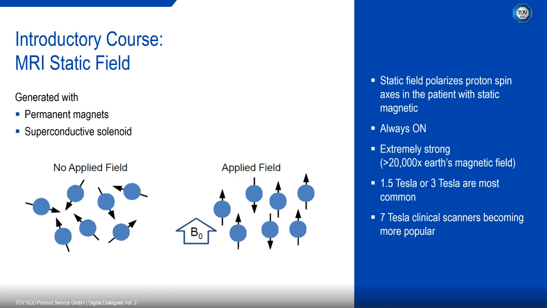Static field is polarizing the proton's spin axis of the patient's body. As you see in the photo, arbitrary polarization of proton axis on the left side, which are polarized on the right side when it's exposed to such a strong magnet. The magnet is more than 20,000 times of the Earth's magnetic field. In the next slide, we will see how this helps in constructing the final image.